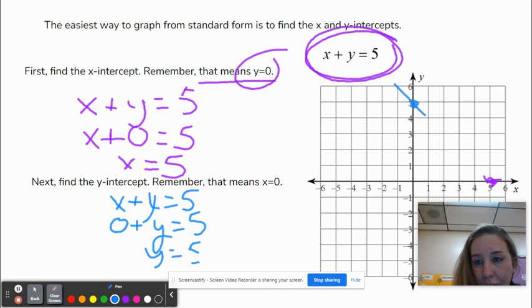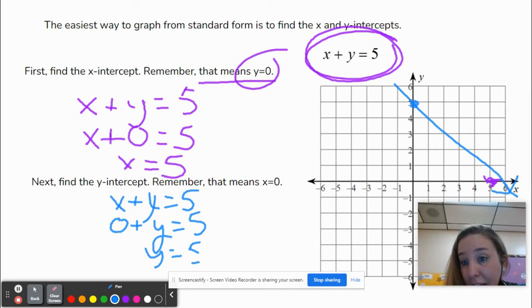So that worked out nice and cute. That's a terrible line, but that's how it's done, right? If you want to find the x-intercept, you plug 0 in for y. You want to find the y-intercept, you plug 0 in for x. Let's try another one that's a little more complicated.